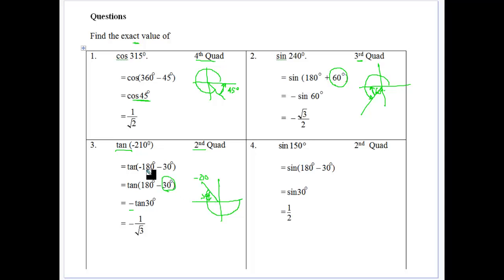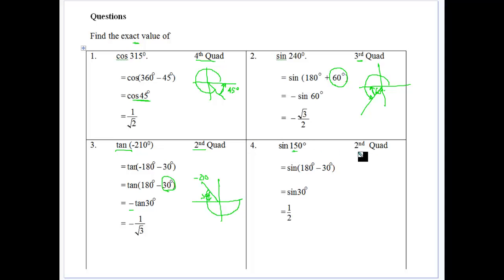So tan of 180 minus 30 is the same as tan of minus 180 minus 30, so it doesn't matter which one. It's still going to give us minus tan of 30. There's our related angle. And tan of 30 is 1 on root 3. So minus 1 on root 3 all up.